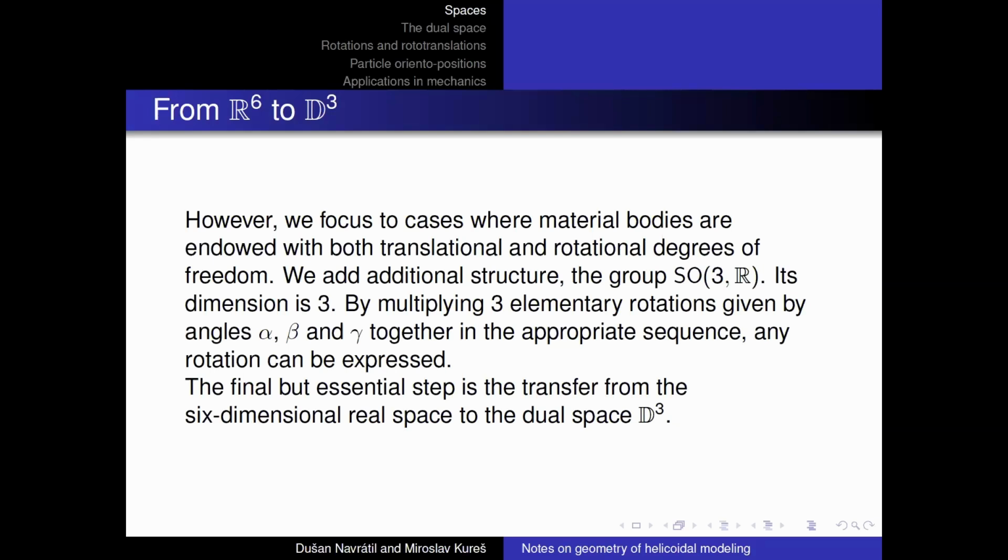Our concern is with three-dimensional bodies where each particle has 3 translational and 3 rotational degrees of freedom. And the usual approach here is to consider 2 of those quantities as independent, but by transforming from the 6-dimensional space into the triples of dual numbers, you can put it together to a single quantity, which is called rototranslation. I will talk about.